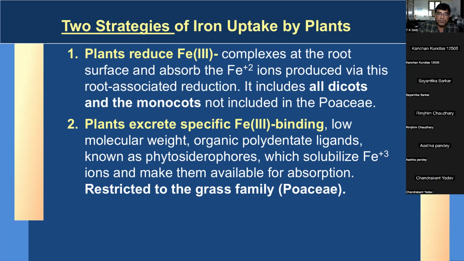So this applies to the wheat plant, Poaceae, restricted to the grass family. All grass family members have this mechanism, except rice. In rice, we do not have such a mechanism. For rice, iron has to reach as ferrous form near the roots, then it can take up. But other members of Poaceae have the ability to release phytosiderophores, through which these plants take up iron for their growth.